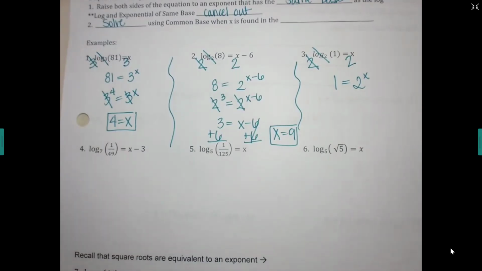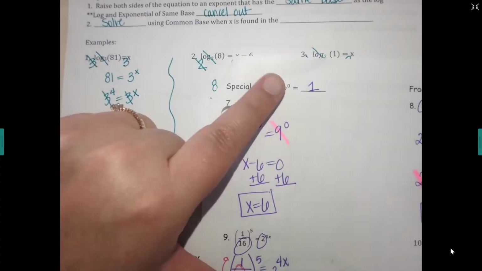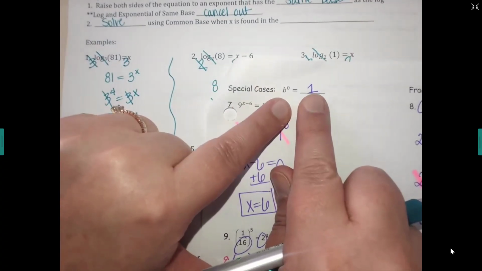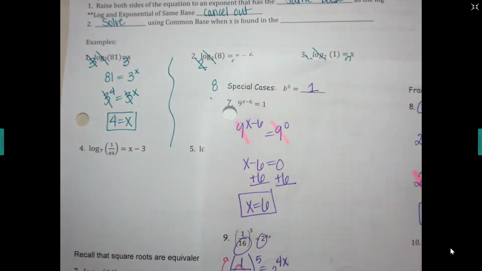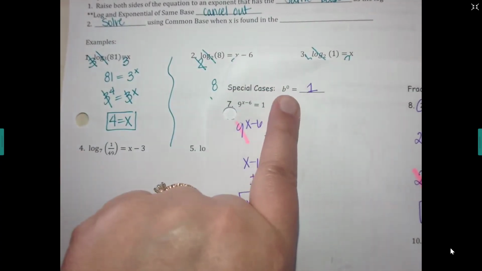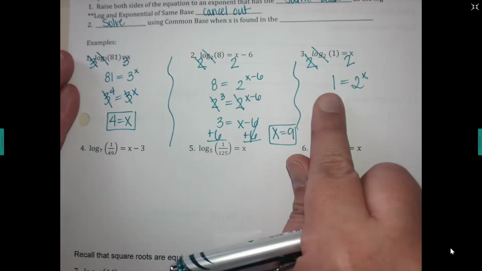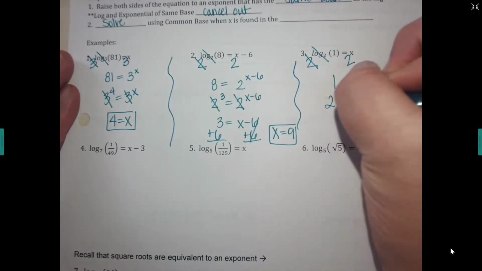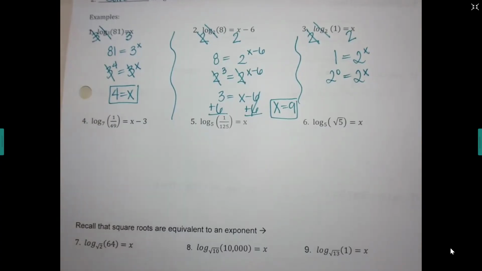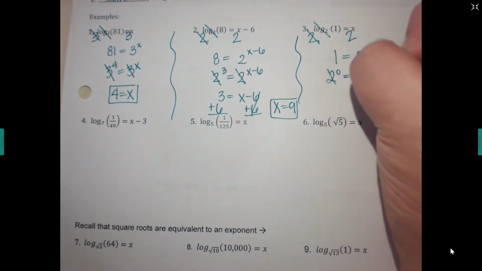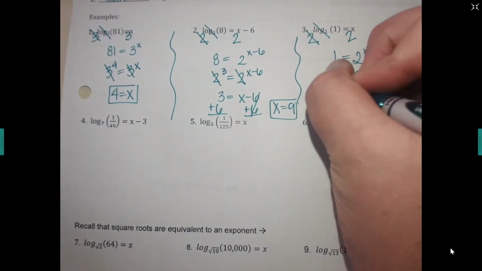I don't know if you remember this special case, but remember that if you're trying to get a 1, do you remember you can put a 0 on whatever base that you want? So I'm going to use this special rule and say that if I want this to be a 1, I can make it a 2 to the 0. And then from there, I have those matching 2's, cross them out, x equals 0. Okay.